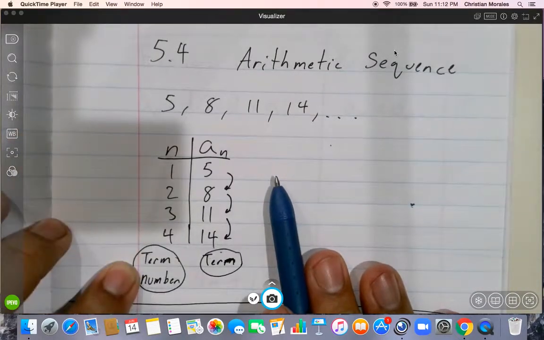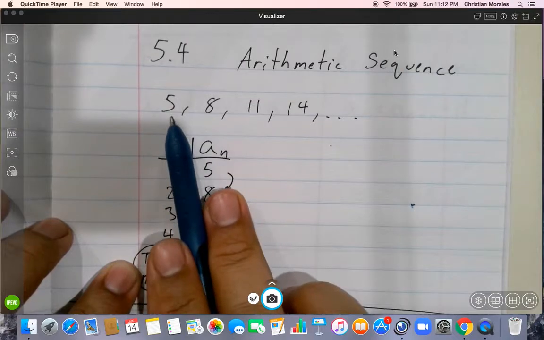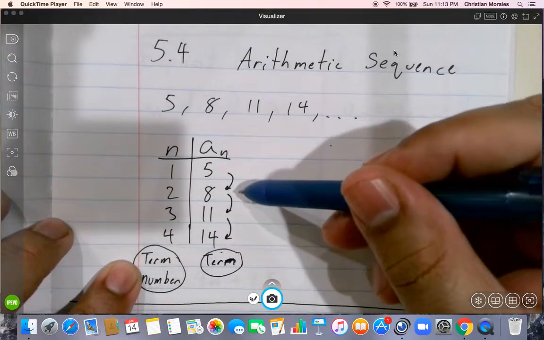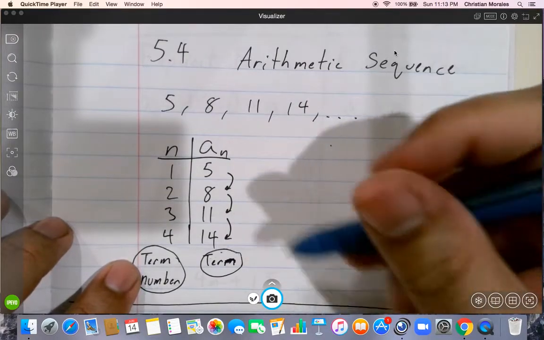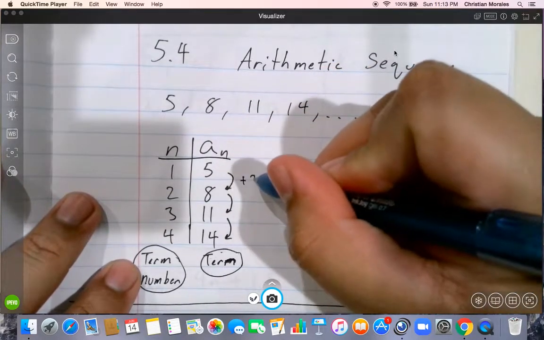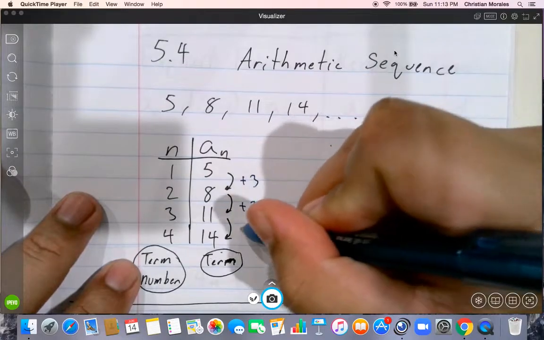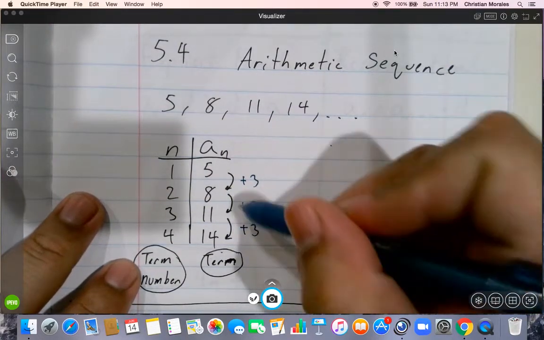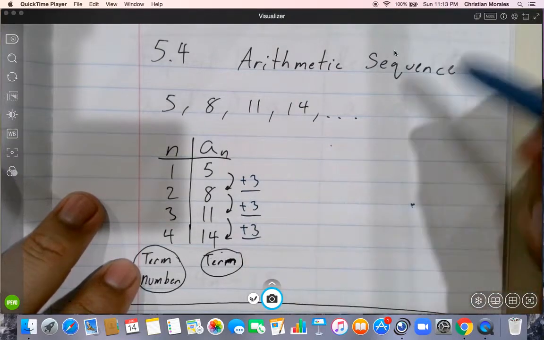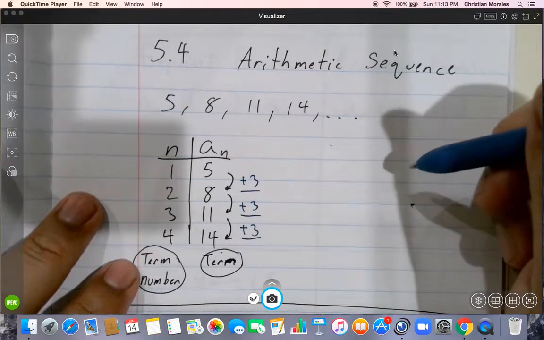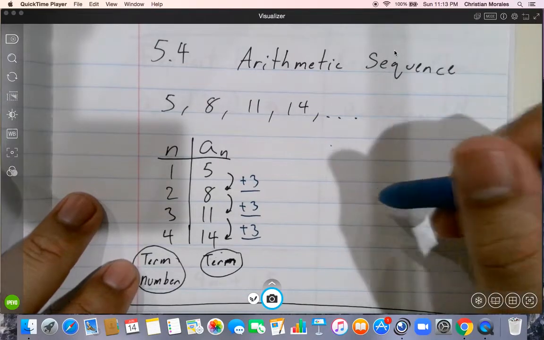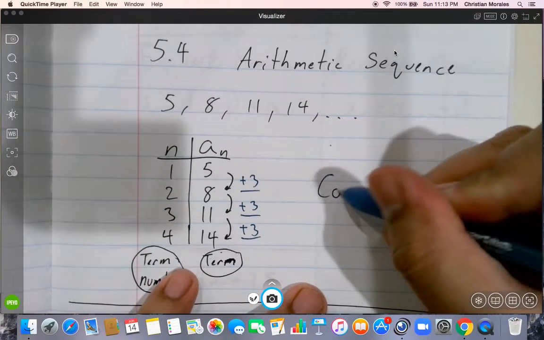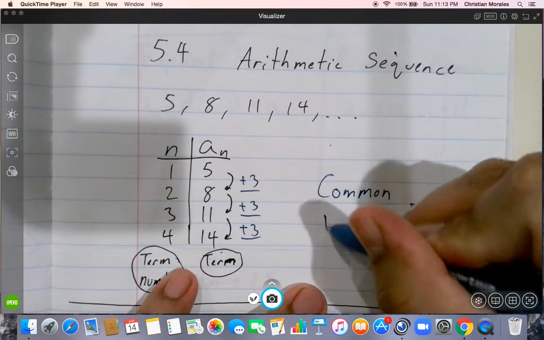We have the term number, which is basically the order. This was the number 1, number 2, number 3, number 4. And we're looking for how is it changing? How is it growing or getting smaller? And when you look at it, it looks like they're all doing the same thing. And for it to be arithmetic, they need to all do the same thing. You're either adding a positive or you're adding a negative number every single time, and it's always the same number. We call this the common difference.